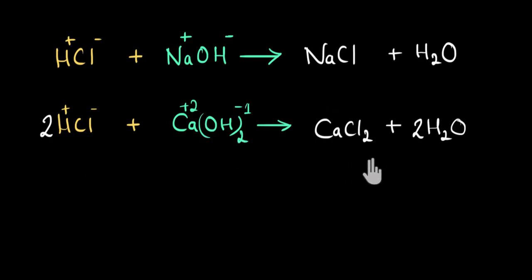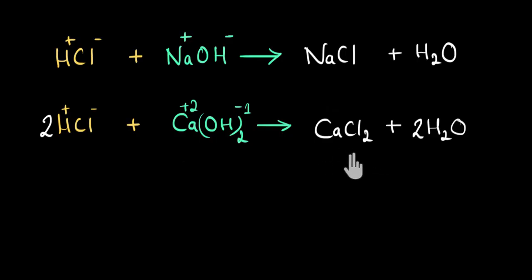So here also I see that an acid reacts with a base to give me salt and water, both of which are neutral, meaning the acid and the base are cancelling out each other's effect to give us neutral products. And yes, this is a salt. Calcium chloride is a salt.